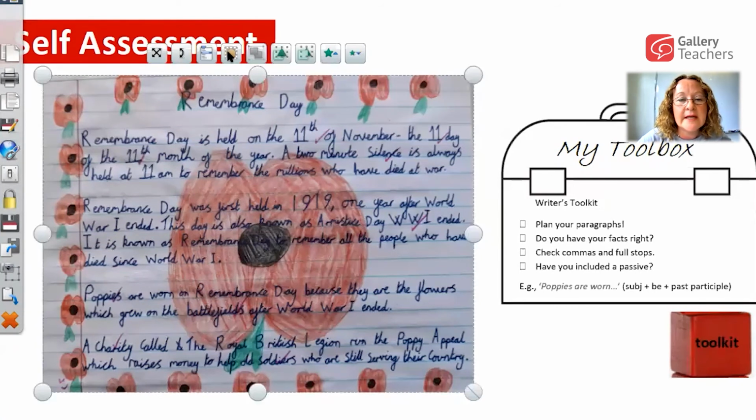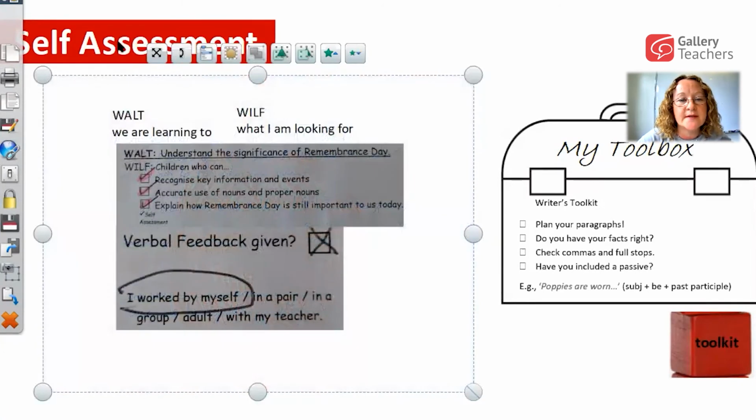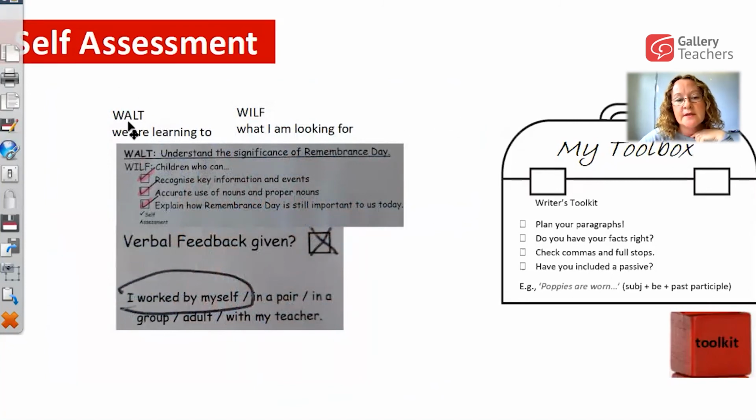And then can he really assess? So what does the teacher ask? This is in primary school. So the teacher uses what is known as a WALT. So they're saying to the class what we are learning to. So we are learning to understand the significance of Remembrance Day. And the teacher uses a WILF. He tells the children what he or she is looking for, what I am looking for. So this teacher, what they're looking for is children who can recognize key information and events, accurately use nouns and proper nouns, and explain how Remembrance Day is important.